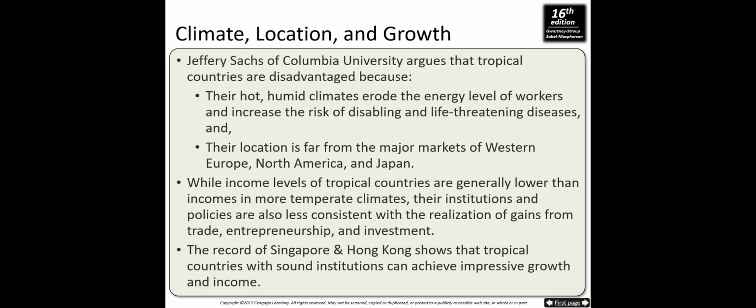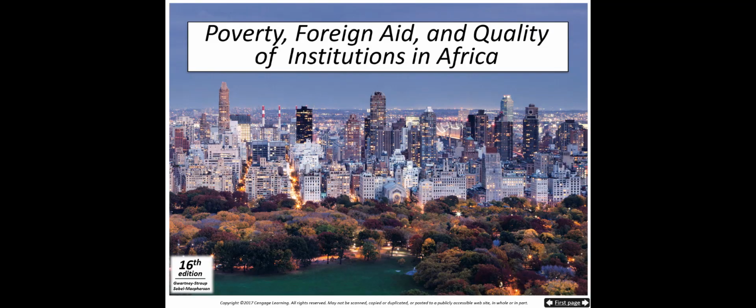While income levels of tropical countries are generally lower than incomes in more temperate climates, their institutions and policies are also less consistent with the realization of gains from trade, entrepreneurship, and investment. The record of Singapore and Hong Kong shows that tropical countries with sound institutions can achieve impressive growth and income.